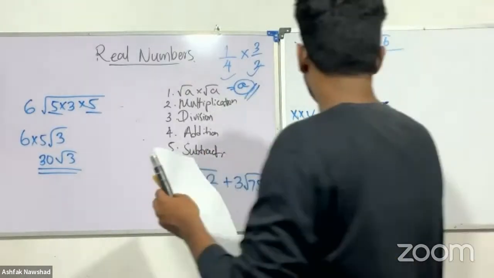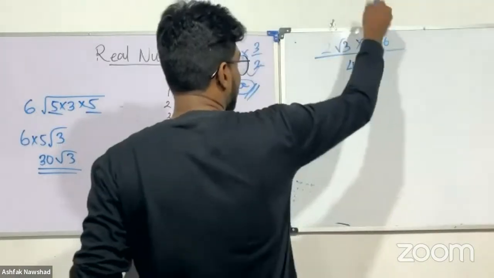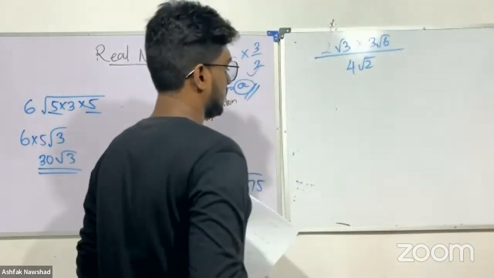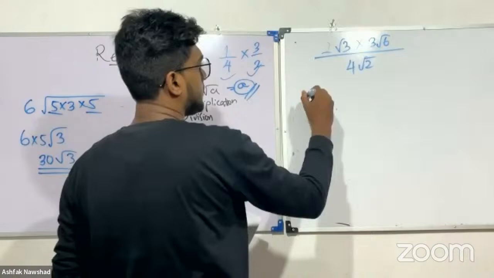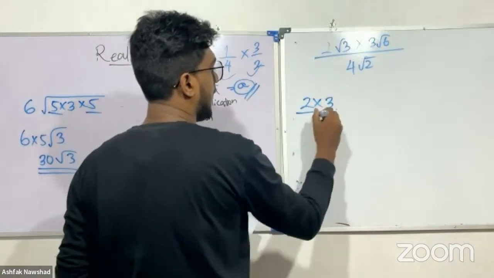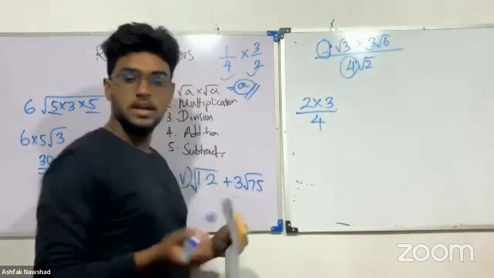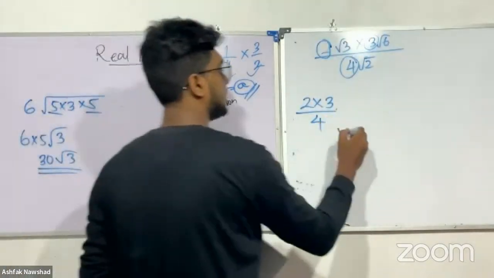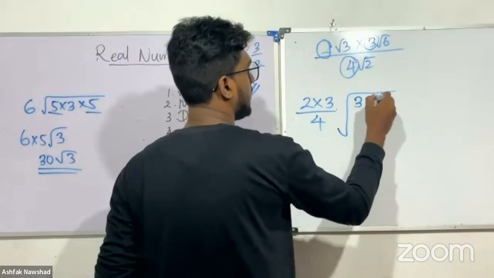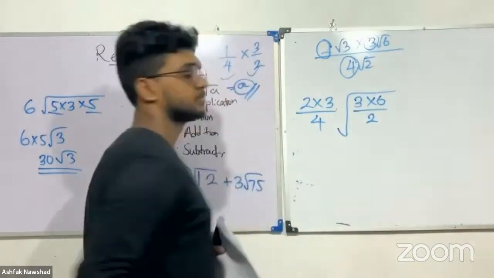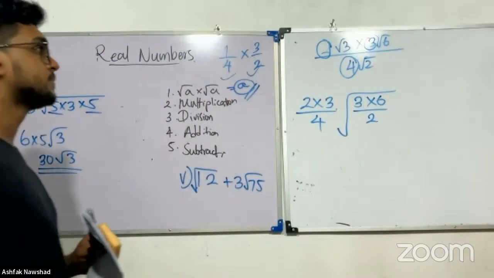So now take the whole numbers separately. 2 times 3 and in the denominator there's a 4. These are whole numbers now. And take the roots separately inside a common root. 3 times 6 divided by 2.